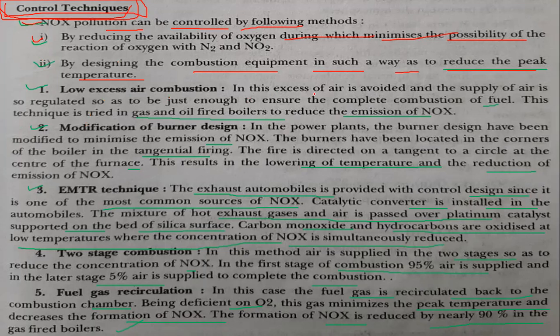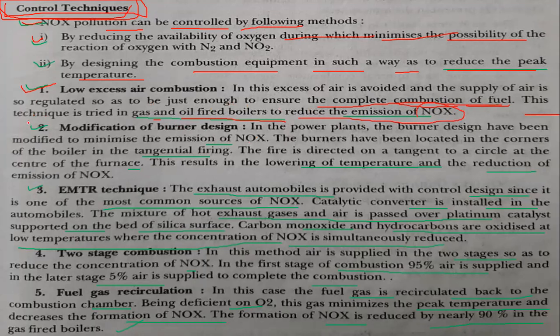In this, excess air is avoided and the supply of air is regulated so as to be just enough to ensure complete combustion of the fuel. We have to supply only that much air so that only the fuel undergoes combustion. This technique is tried in gas and oil fired boilers to reduce the formation of nitrogen oxides.